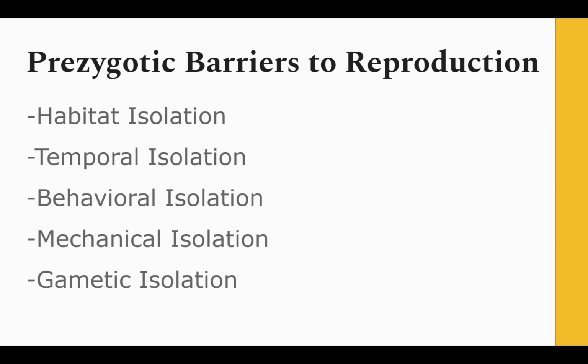So there are 5 prezygotic barriers to reproduction. These 5 will also be the slide titles for the next 5 slides. So if you don't get all of these done, that's fine. But we are going to get the prezygotic barriers to reproduction first, and then we will move on to postzygotic barriers.